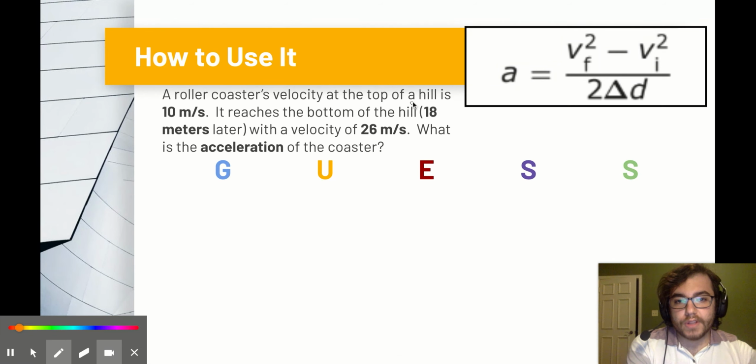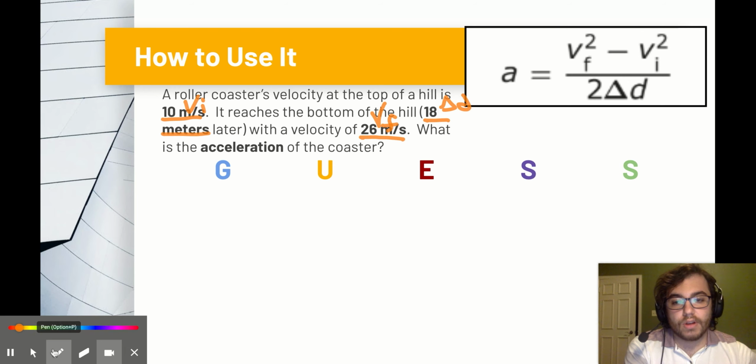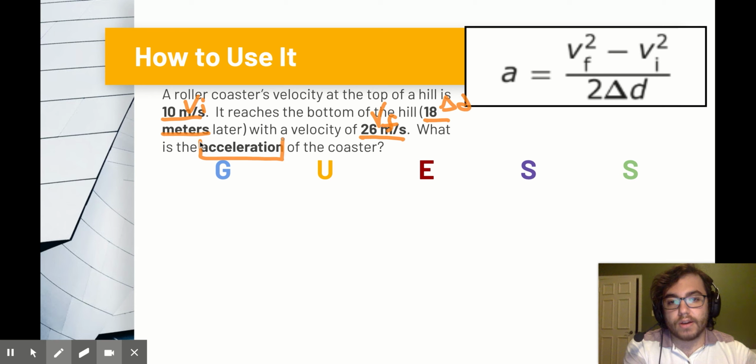A roller coaster's velocity at the top of a hill is 10 meters per second. This is my vi actually, because we're starting at the top. It reaches the bottom of the hill 18 meters later. Ooh, tricky. This one's our delta d with a velocity of 26 meters per second. This is our vf. Okay? So our acceleration is our unknown.